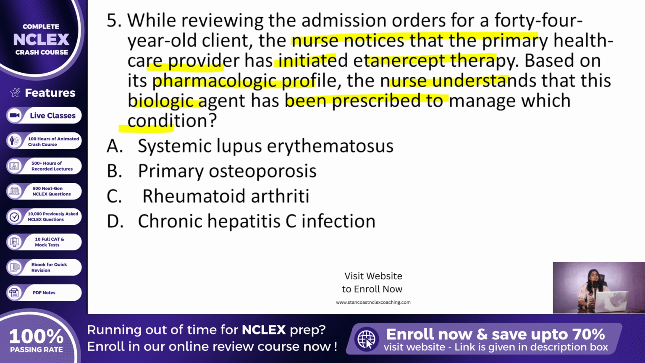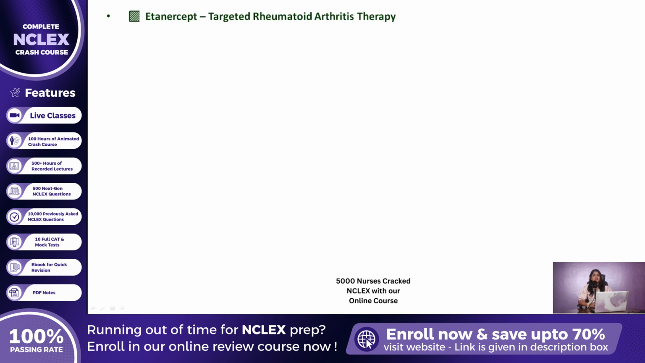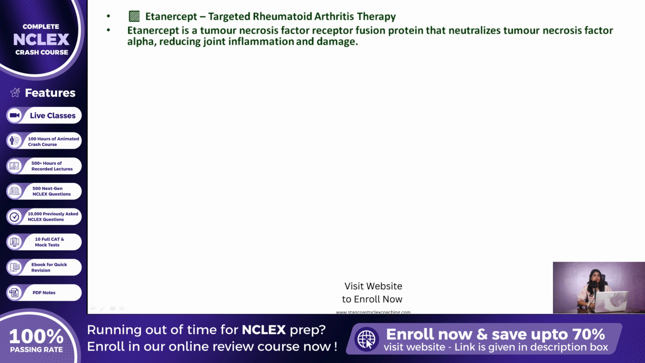The condition that matches the mechanism of etanercept is option C, rheumatoid arthritis. Correct answer is option C, rheumatoid arthritis. As etanercept is designed for rheumatoid arthritis because it is a soluble tumor necrosis factor receptor fusion protein that binds to and neutralizes circulating tumor necrosis factor alpha, the pro-inflammatory cytokine driving synovial inflammation and progressive joint destruction.